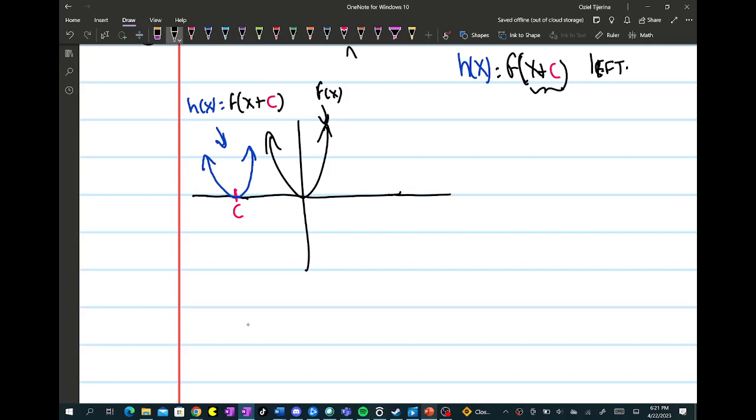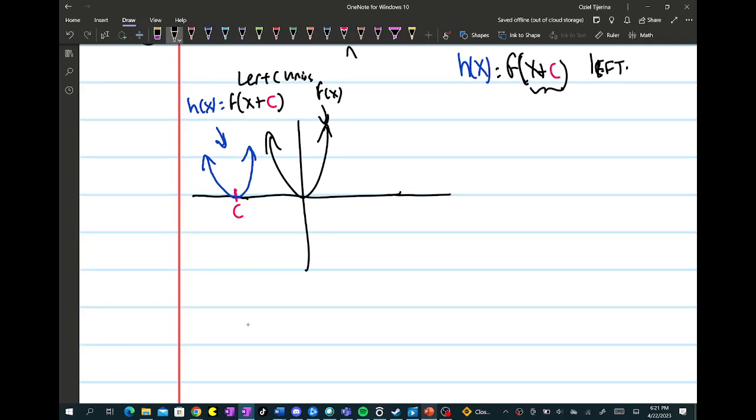So basically, like I said, it's a little bit tricky, because now we're going to the left. It means this is left c units, okay?